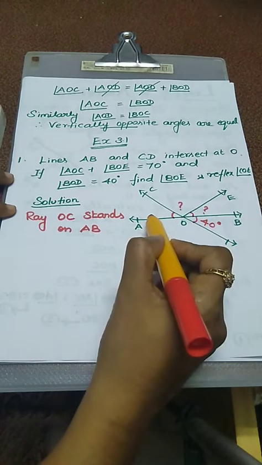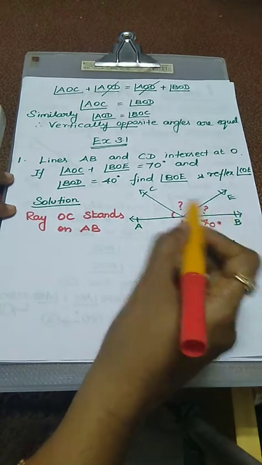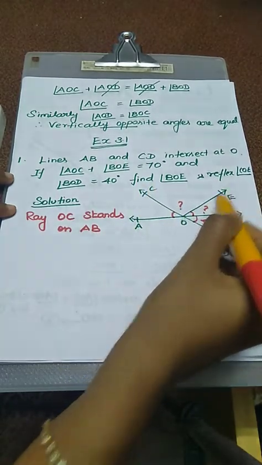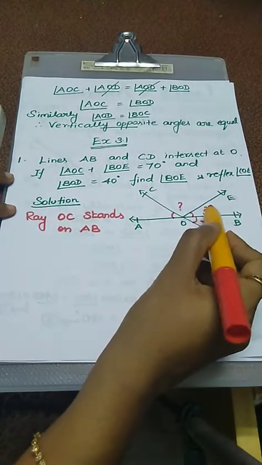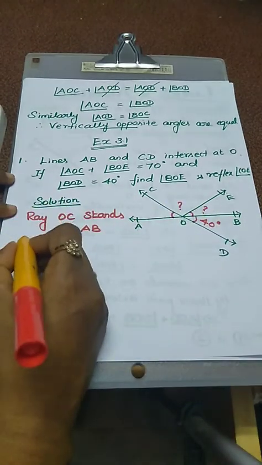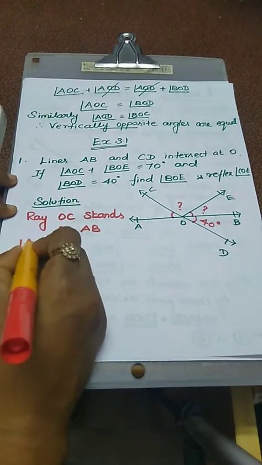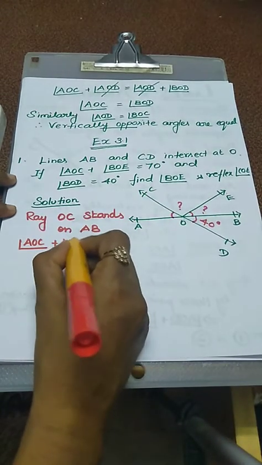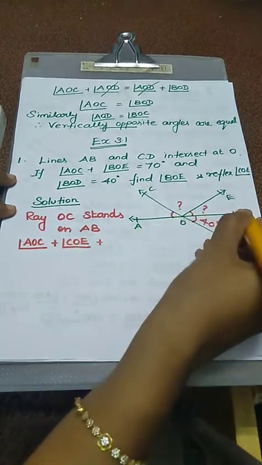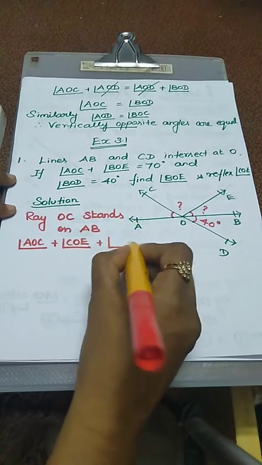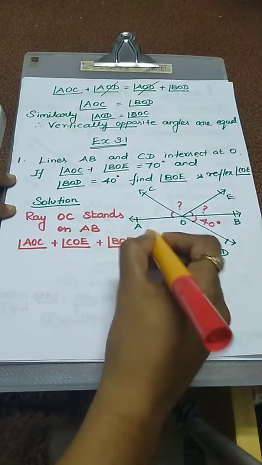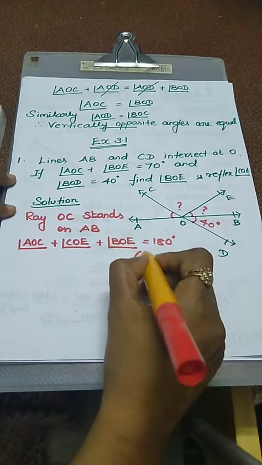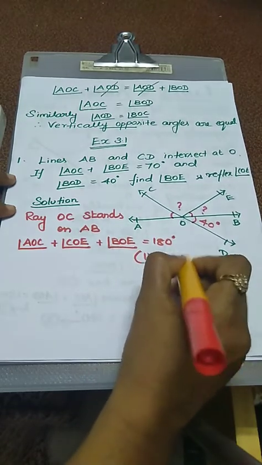Okay. So here we have to use the linear pair axiom. Angle AOC plus angle COE plus angle BOE is equal to 180 degree. So we have to write angle AOC plus the next angle is angle COE. The third angle is BOE. Okay. Angle BOE is equal to 180 degree. What is the condition here? Actually linear pair axiom.